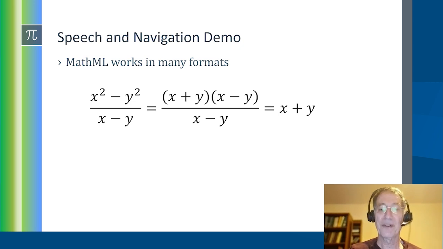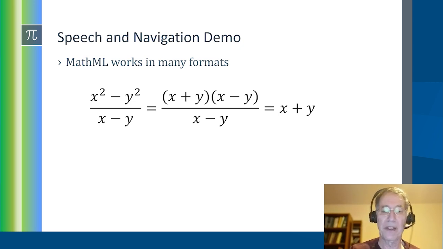So let me turn the screen reader on. Speech mode talk. And here we go. MathML works in many formats. And now the math. Fraction, x squared minus y squared, over, x minus y, and fraction, is equal to, fraction, open paren x plus y close paren, times open paren x minus y close paren, over, x minus y, and fraction, is equal to x plus y. Okay, so that's way too much to remember probably in your mind. And so typically people would need to navigate that.